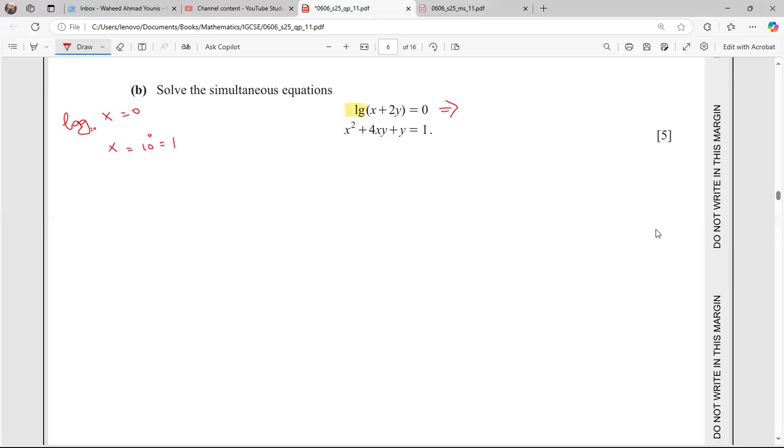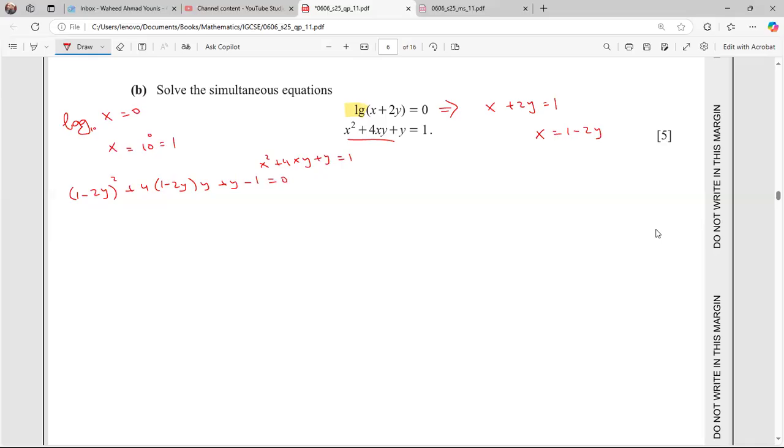So instead of writing this equation this way, I will simply say x plus 2y is equal to 1. So these are the two equations. One is this and one is this. So from this first equation, you can see that x is equal to 1 minus 2y. So I will substitute this value in the second equation. Second equation is x squared plus 4xy plus y equals 1. So x squared means (1 minus 2y) squared plus 4 times x, which is 1 minus 2y, into y plus y, and let's say minus 1 equals 0.